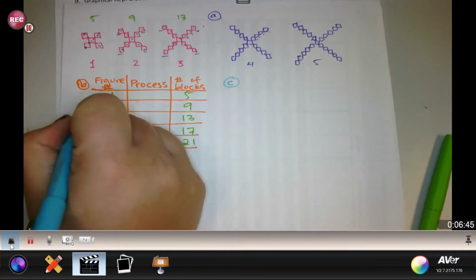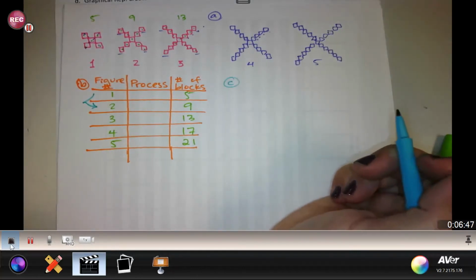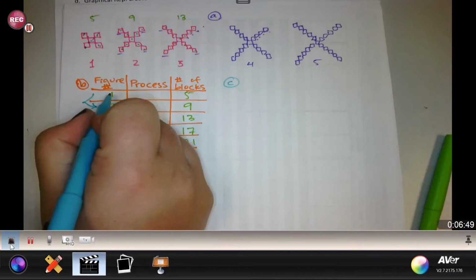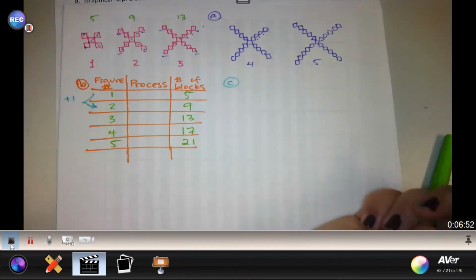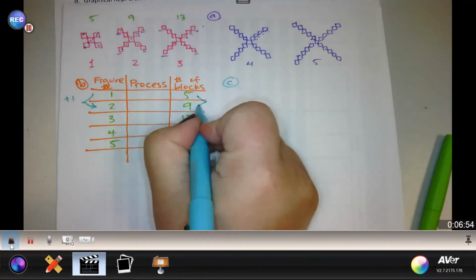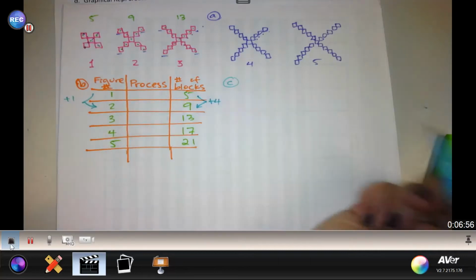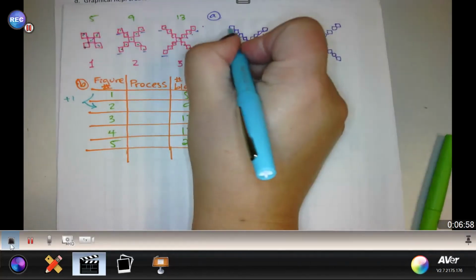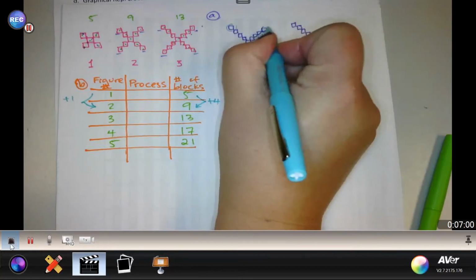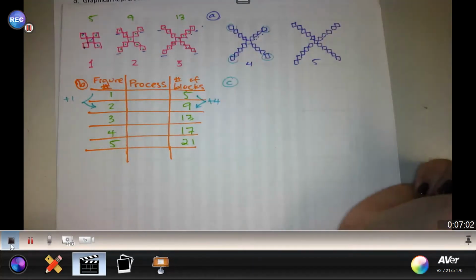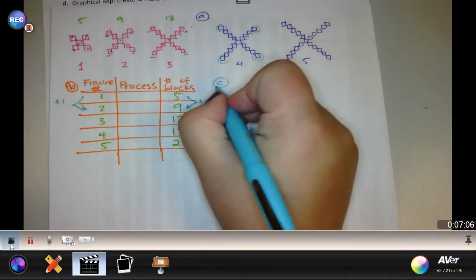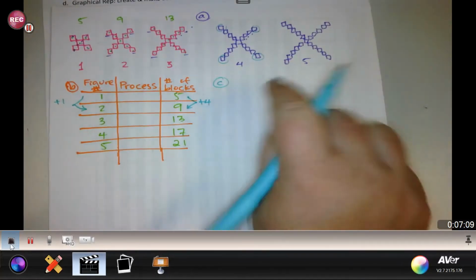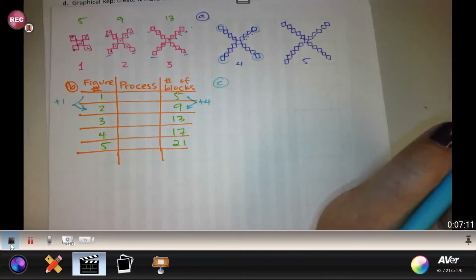So what I want to do is identify the pattern here, and then that will help me write this, because it's talking about the change in relation to each other. So what's happening here is I'm adding 1 to the figure number each time, and in response, I'm actually adding 4, which if you think about it makes sense, because I'm adding those 1 onto each leg of my X, which is like +4.